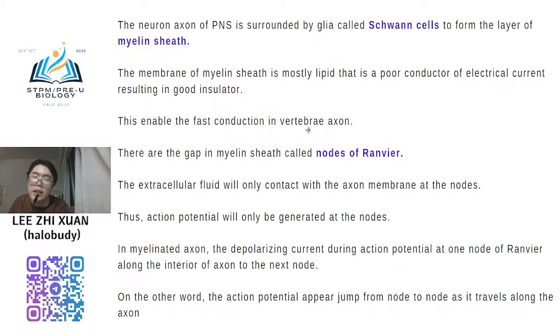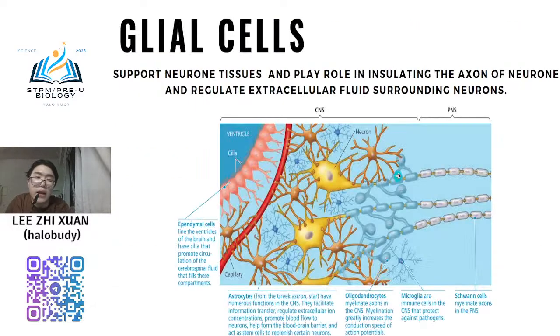So the electrical impulse will be transmitted in a very fast manner, compared to the unmyelinated cell. Okay. And then I think that's all for the neuron tissue. And then for another type of cell, we call the glial cell. Normally glial cells are the cells that support the neuron tissue and play a role in insulating the axon of the neuron and regulating the extracellular fluid surrounding the neuron.